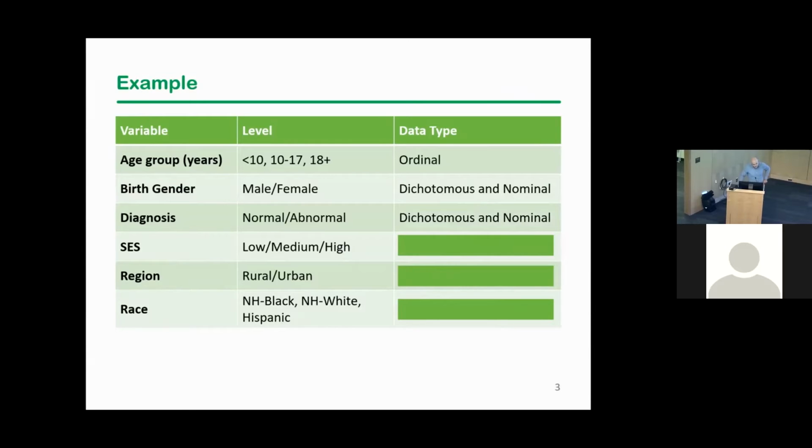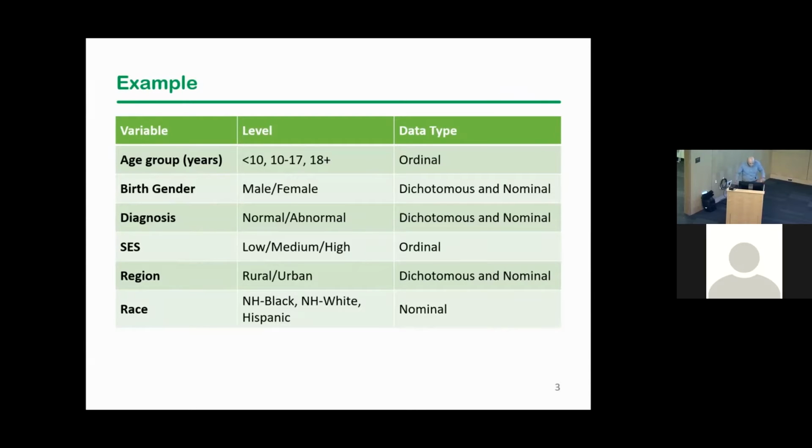About diagnosis. Oops, I already gave it away. Pushed the button too quick. Also dichotomous and nominal. How about SES? Low, medium, high. Does that have some kind of underlying order or not? Yeah, so it's an ordinal variable. Region, rural or urban. Yeah, binary and nominal. And finally, we have race. What do you think about that? Nominal.